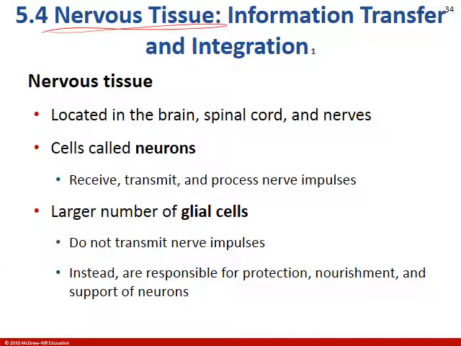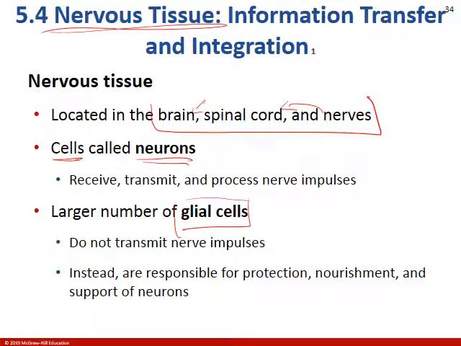So nervous tissue, yay, we're on the last one. Nerve tissue or nervous tissue is located in the brain, spinal cord, and nerves. Nerves would come out of the spinal cord or out of the brain. We have cranial nerves and spinal nerves. The cells that make up nervous tissue are called neurons. And then we also have some helper cells. We'll see these glial cells. They do not send signals, but they're helper cells. They support the neurons.